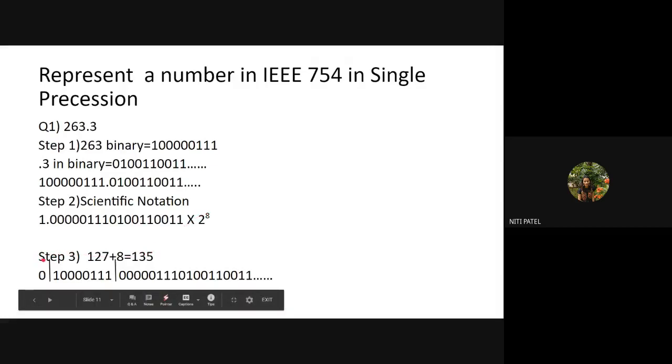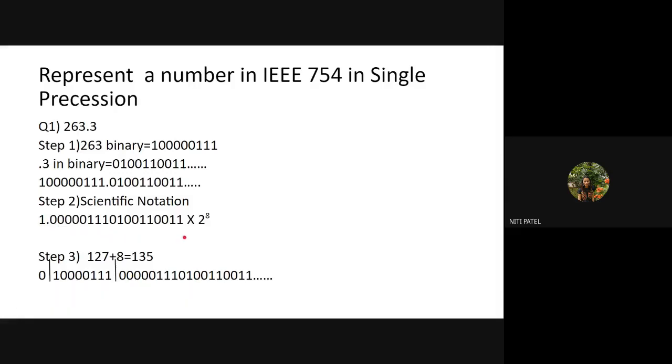In step 3, we will represent it in single precision. The bias value is 127. What is our exponent value? It is 8. Since it is positive 8, we do 127 plus 8, which gives 135. So the first bit is the sign bit. Since the number is positive, we put 0. The next 8 bits are the biased exponent, which will be the binary of 135. And the remaining is the mantissa. From where have I taken this mantissa? From step 2, which is all the numbers after the decimal.